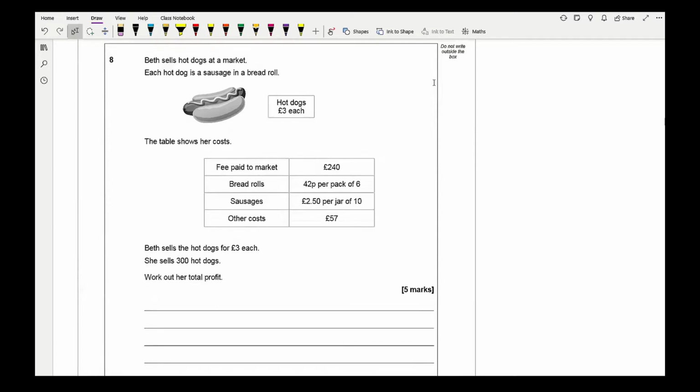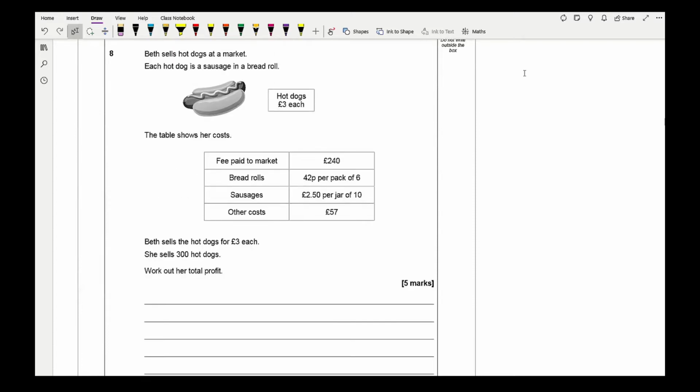Now moving on to question 8. Now for this it says Beth sells hot dogs at a market. Each dog is a sausage in a bread roll, and they're selling hot dogs for £3. The table shows her cost. So the fee to pay to the market is £240. Bread rolls 42 pence per pack of 6. Sausages £2.50 per jar of 10, and the other costs are £57.